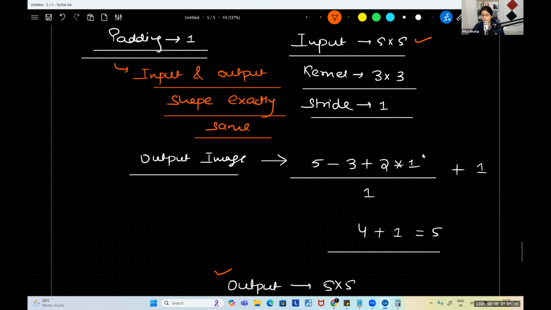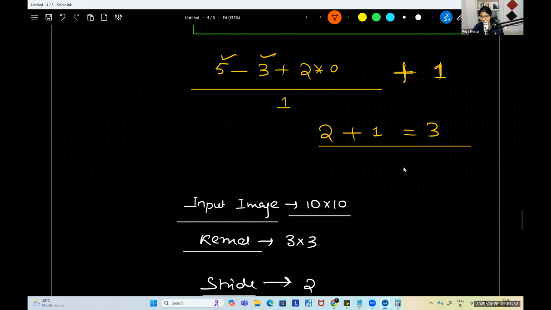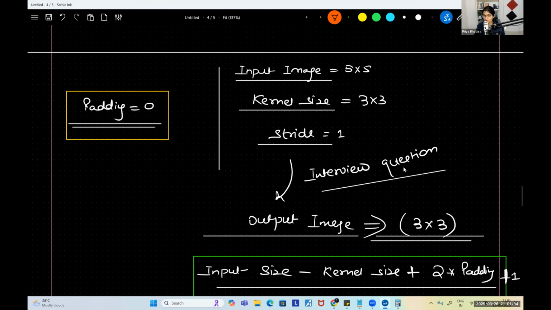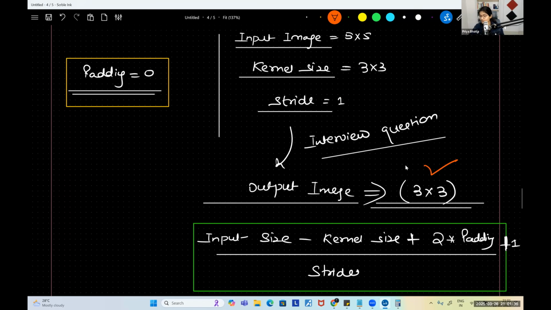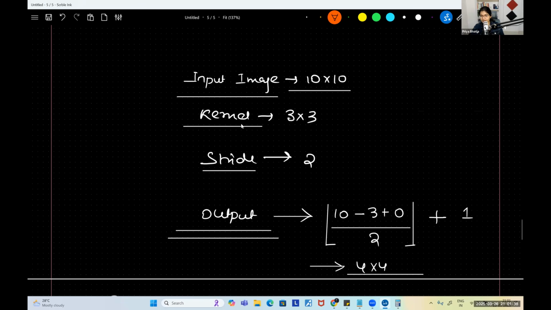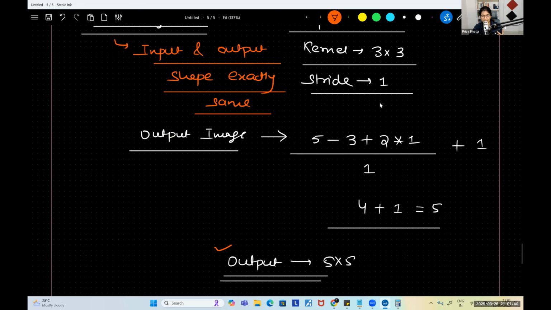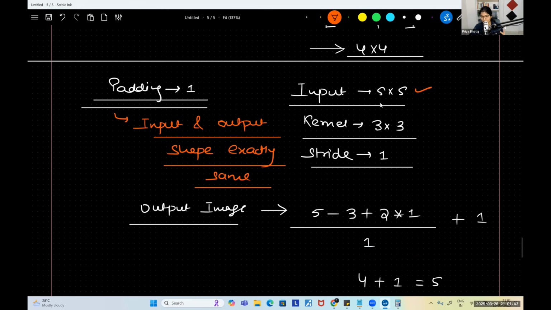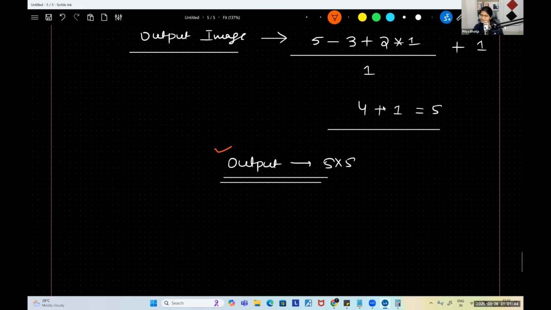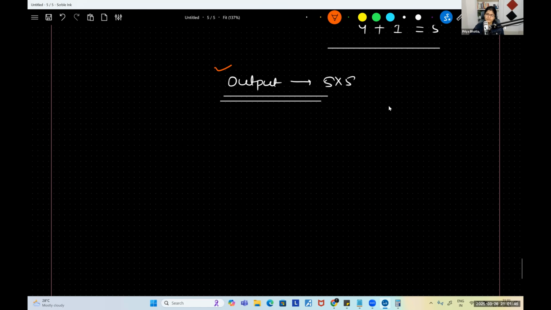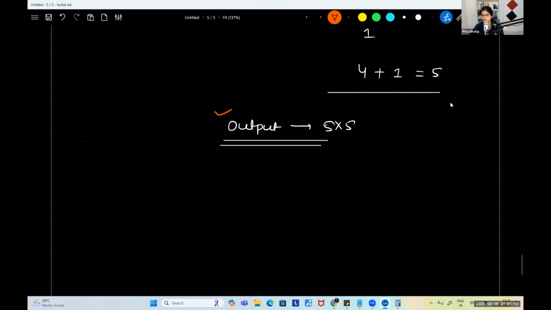Now, what is the significance of this? If you see previously, when the padding was 0, the output dimensions were 3 cross 3. Currently, we are getting the same output dimensions as the input dimensions, which is 5 cross 5. What is the impact of this? And what is the significance of the padding? Let's try to understand it pretty well now.